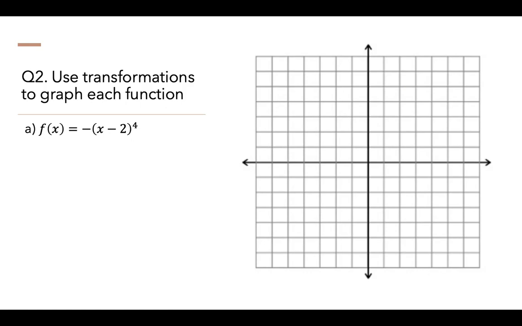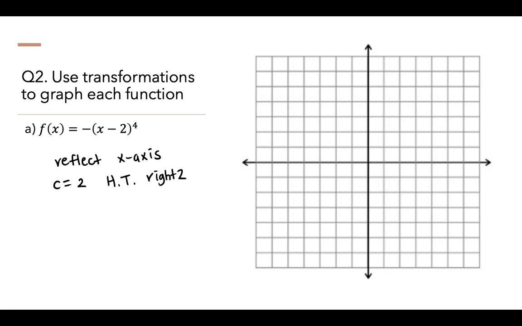Same, so use the transform function to graph each graph. So letter A, as you can see, let's write down. Negative, it's outside the quartic. So that means it's a reflection through the x-axis. And our C value is negative 2. So when you take it out of the bracket, C becomes positive 2, meaning it's a horizontal translation, right 2.